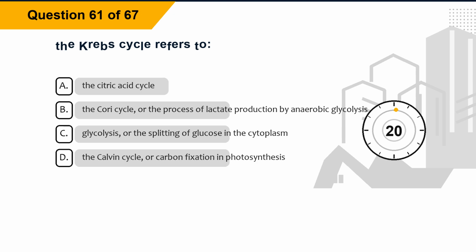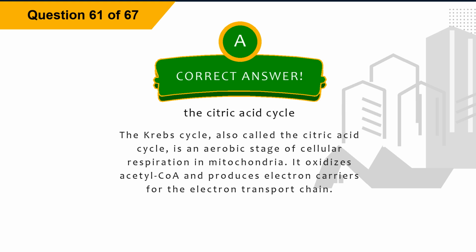Question 61. The Krebs cycle refers to: option A, the citric acid cycle. Option B, the Cori cycle, or the process of lactate production by anaerobic glycolysis. Option C, glycolysis, or the splitting of glucose in the cytoplasm. Option D, the Calvin cycle, or carbon fixation and photosynthesis. The correct answer is option A, the citric acid cycle. Explanation: the Krebs cycle, also called the citric acid cycle, is an aerobic stage of cellular respiration in mitochondria. It oxidizes acetyl-CoA and produces electron carriers for the electron transport chain.